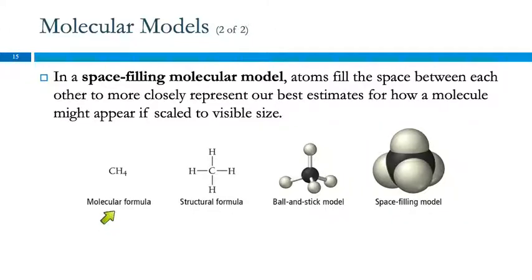So this is the molecular formula for methane, CH4. The structural formula tells us that the hydrogens are each bonded to the carbon with single bonds. The ball and stick model gives us some information about its shape. The space-filling model is most like the actual shape of the molecule.